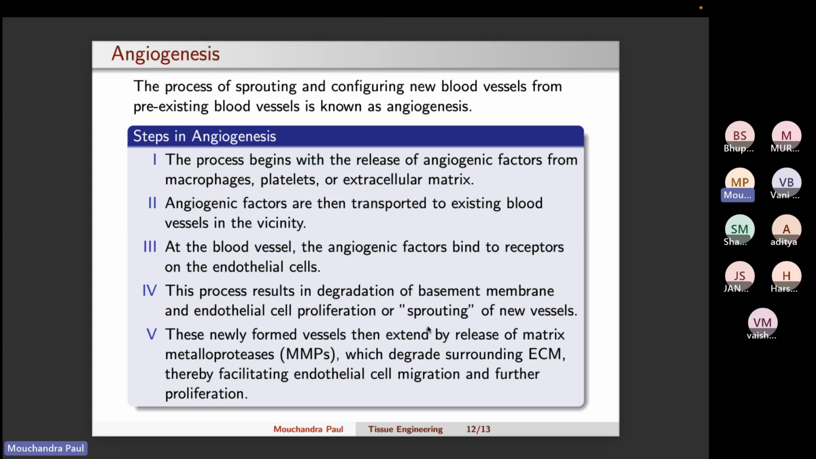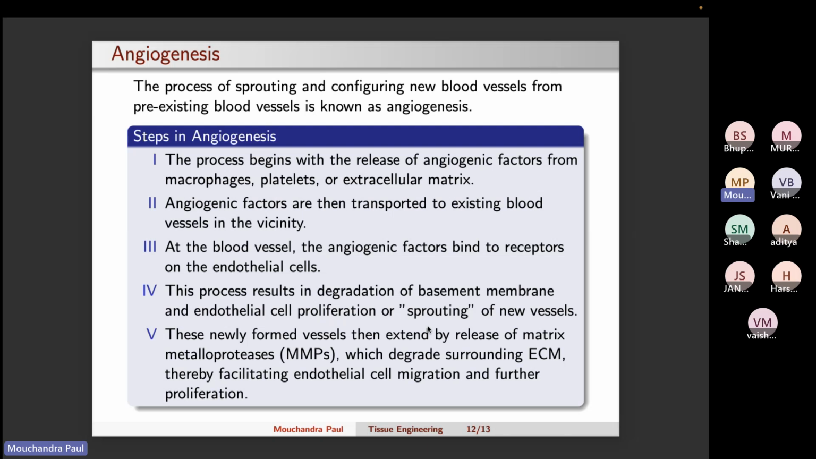So another topic that we are going to cover in this class, and also one of the last topics under the section tissue dynamics, is angiogenesis. If you recall, in the wound healing process, during the proliferation phase, the endothelial cells also proliferate, along with the fibroblasts and the granulocytes, etc.